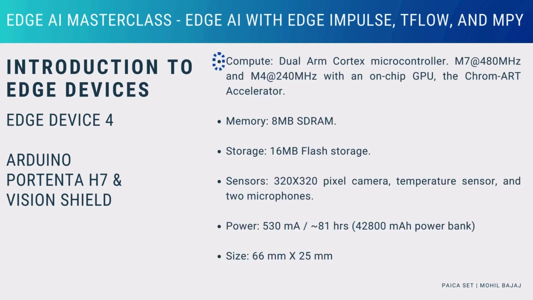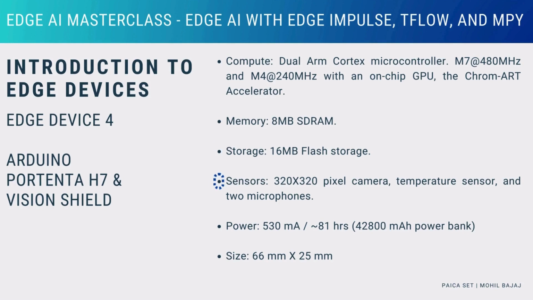The Arduino Portenta H7 is a powerful microcontroller designed for demanding applications. Like the NICLA Vision, it features a dual-core setup with a 240 MHz ARM Cortex-M4 and a 480 MHz Cortex-M7. Alongside, it also houses a GPU, the Chrom-ART accelerator. This setup means even faster processing and the ability to handle even more complex tasks efficiently. It includes 8 MB of memory and 16 MB of flash storage for your programs and data.